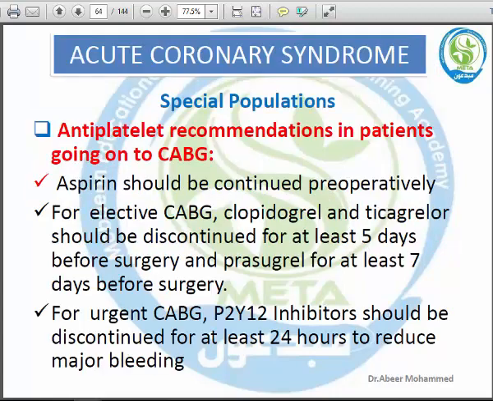In special populations in acute coronary syndrome, number one is the antiplatelet recommendation for patients going to receive CABG, or coronary artery bypass grafting.